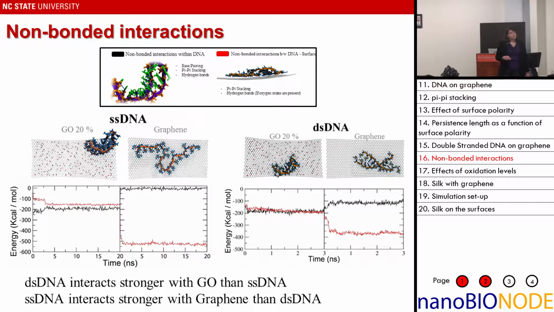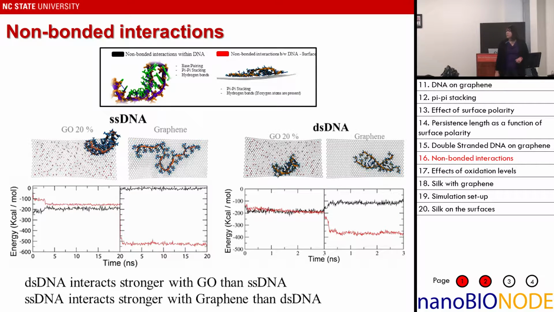For graphene, again, we see a difference as compared to single-stranded DNA, but again, it interacts stronger with the surface than within itself. So this means, again, if we're talking about the strength of adsorption on the surface, graphene would be a better choice for both single-stranded and double-stranded DNA. However, the oxidation levels will control the retention of the pi-pi stacking or some of the helicity, as compared to just simple physisorption.